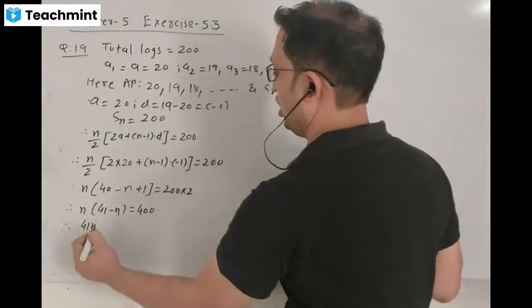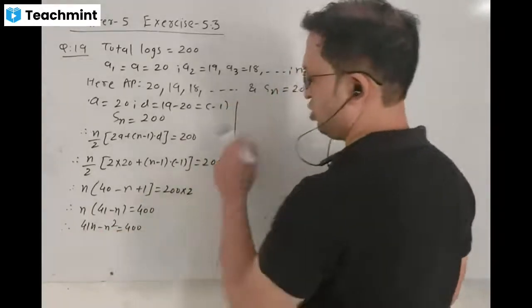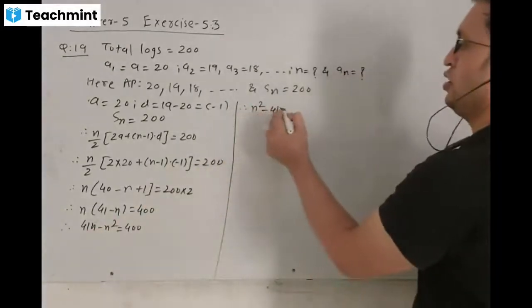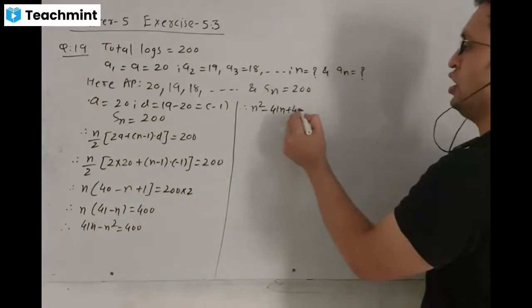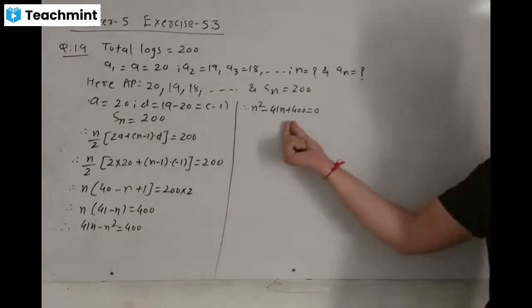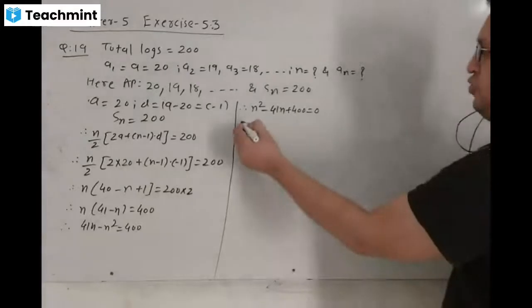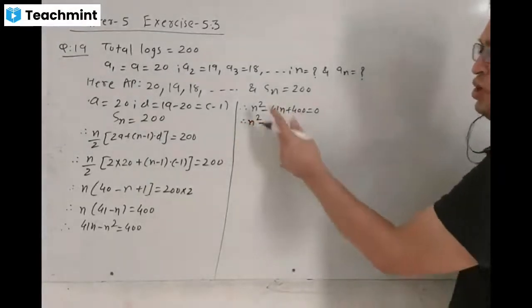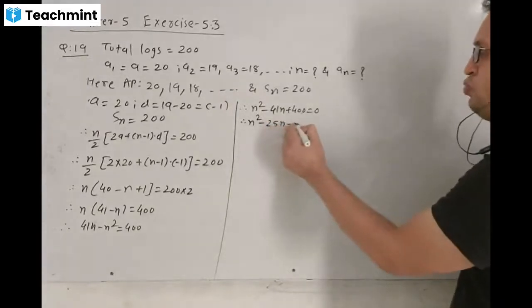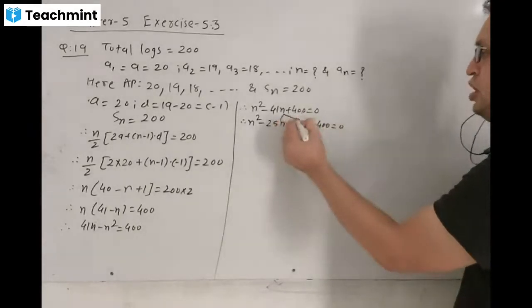So 41n minus n square is equal to 400. Transposing this term, n square positive, minus 41n plus 400 is equal to 0. Splitting the middle term, find the factors of 400 whose addition is 41. That is 25 into 16, which is equal to 400, and 25 plus 16 is 41. So n square minus 25n minus 16n plus 400 is equal to 0. Splitting the middle term.